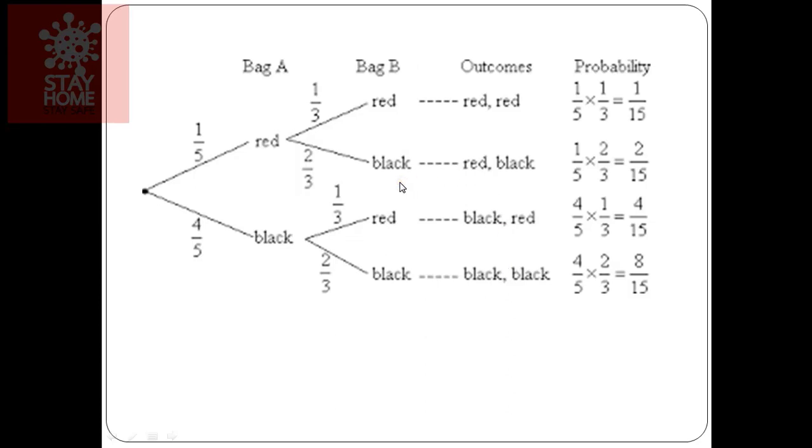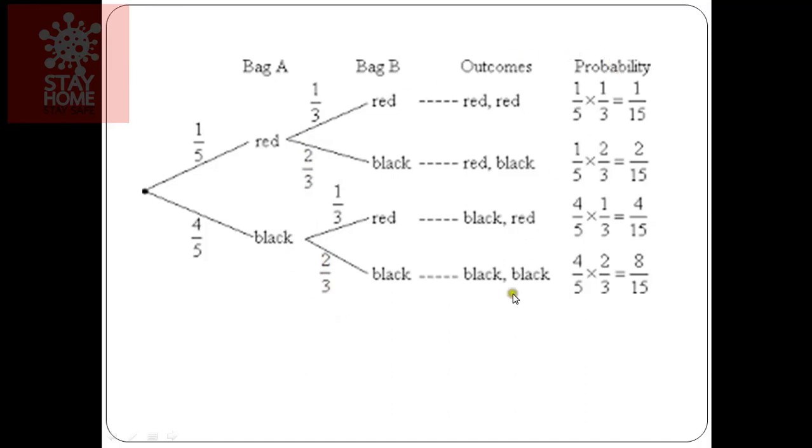Okay, now another example. If you have 2 bags and in the 2 bags we have some balls, red and black. For bag A, the probability of red is 1 over 5 and the probability of black is 4 over 5. So bag B, the probability of red is 1 over 3 and the probability of black is 2 over 3.